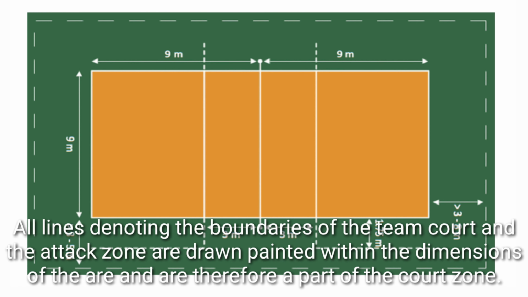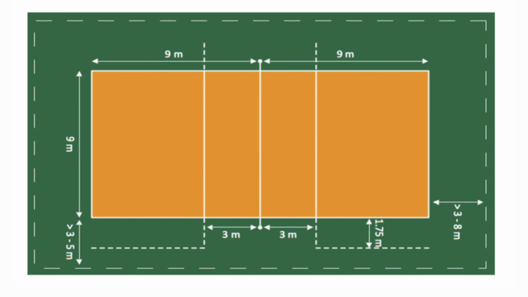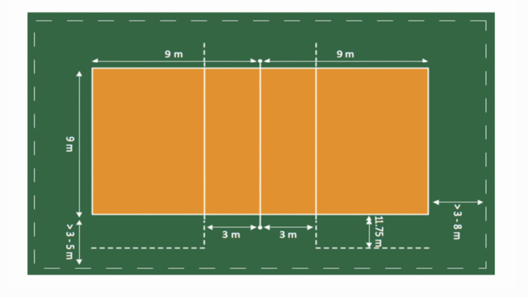All lines denoting the boundaries of the team court and the attack zone are drawn or painted with the dimensions of the area and are therefore a part of the court zone. If a ball comes in contact with the line, the ball is considered to be in.